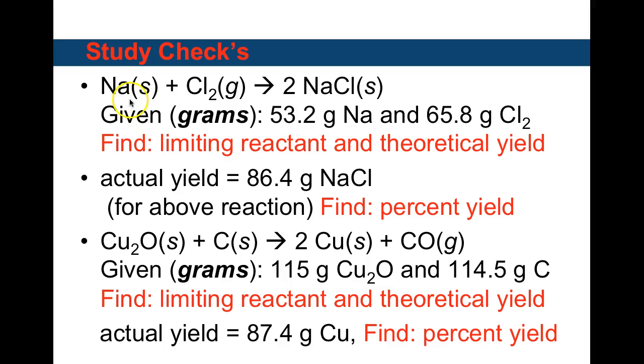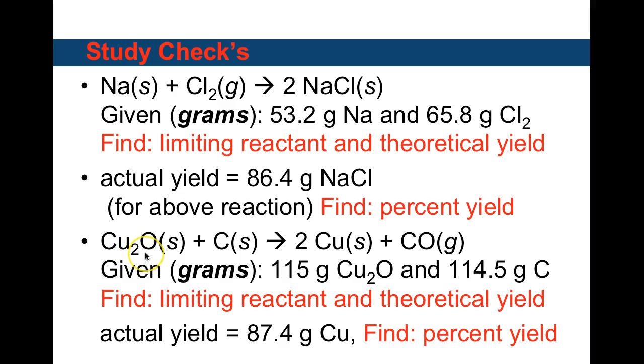Alright, so here you have sodium reacting with chlorine gas, giving you sodium chloride. You start out with 53.2 grams of sodium and 65.8 grams of the Cl2. And you have to find the limiting reactant, the theoretical yield, you're given the actual yield of the sodium chloride, and also find out the percent yield.